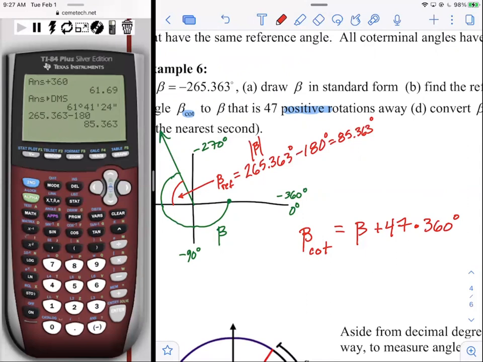That's an easy one, right? Y'all, that's intuitive. You're like, duh, right? Each rotation is 360. I want 47 of them. 47 times 360 gives me the magnitude of the rotation. I'm adding them because I'm rotating in the positive counterclockwise direction, and I'm adding it straight to beta, which is a negative number. We're starting at negative 265, and I'm going 47 around.